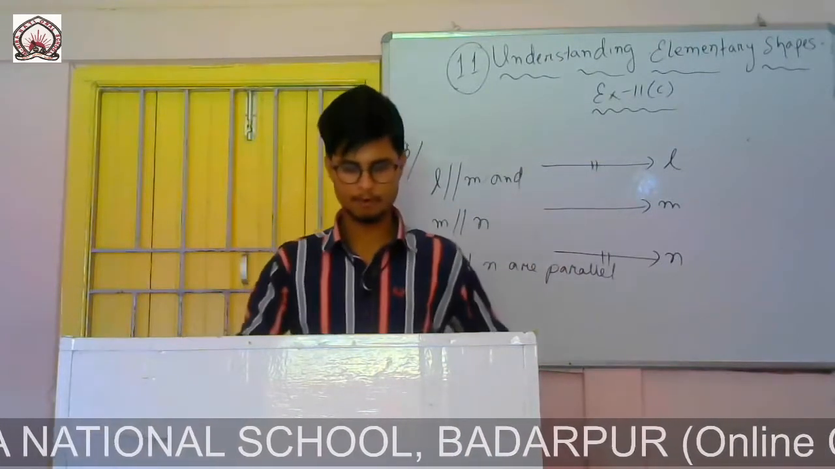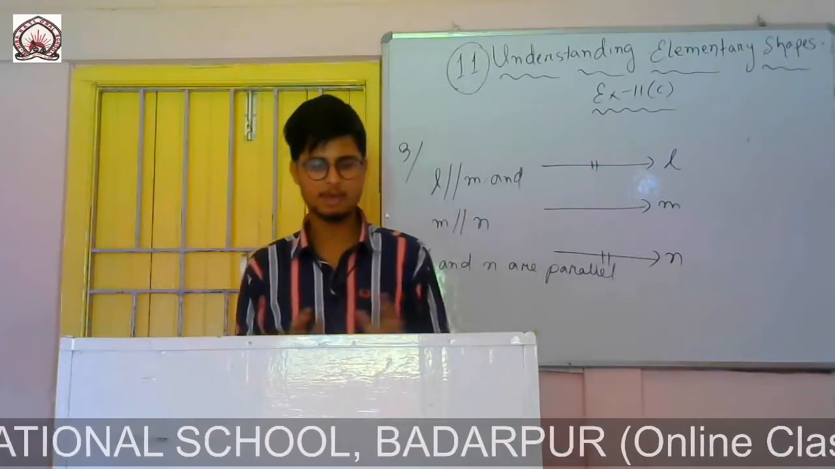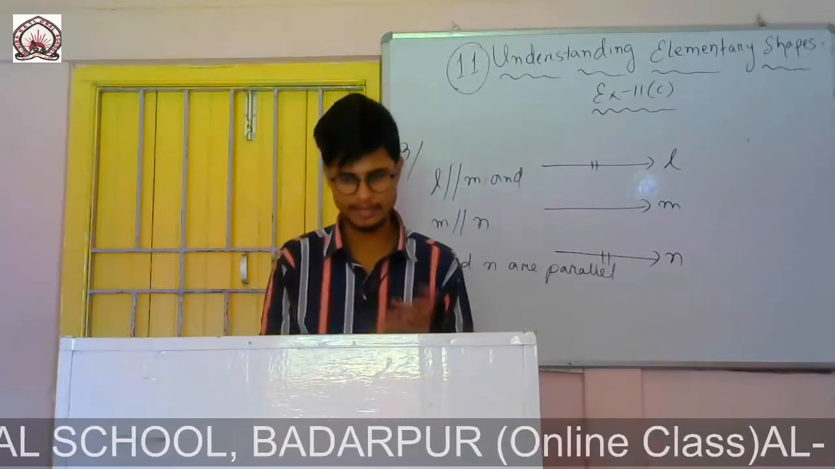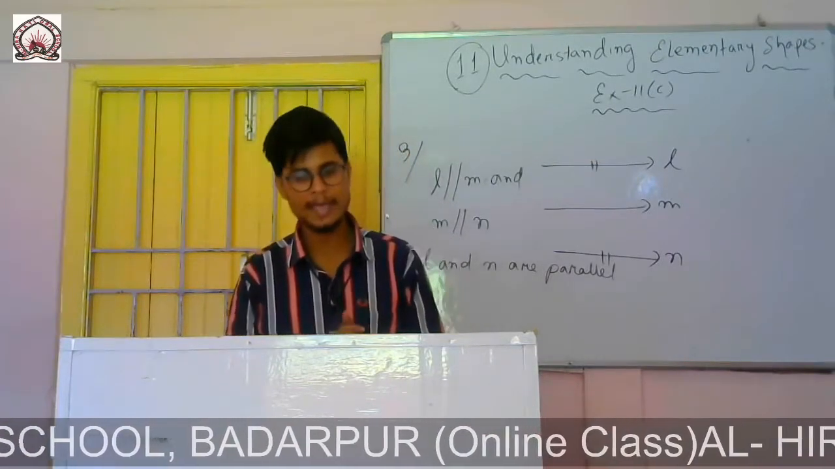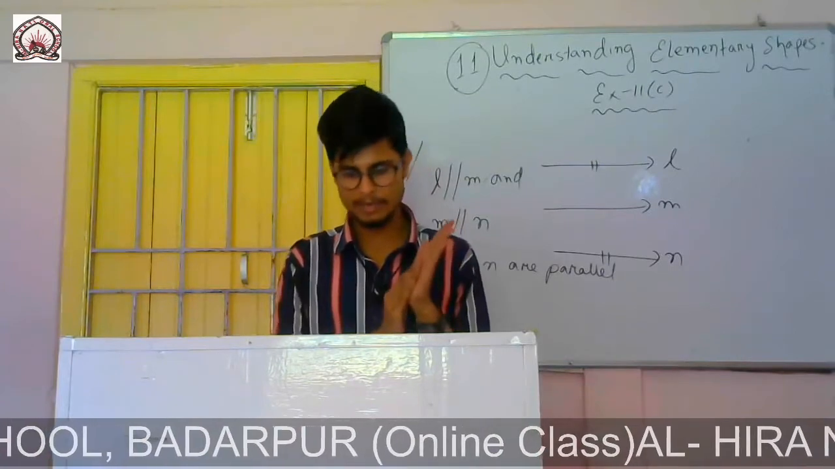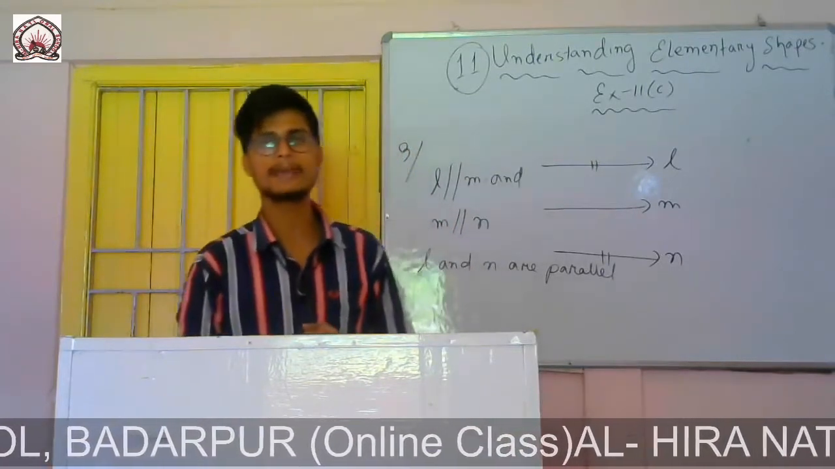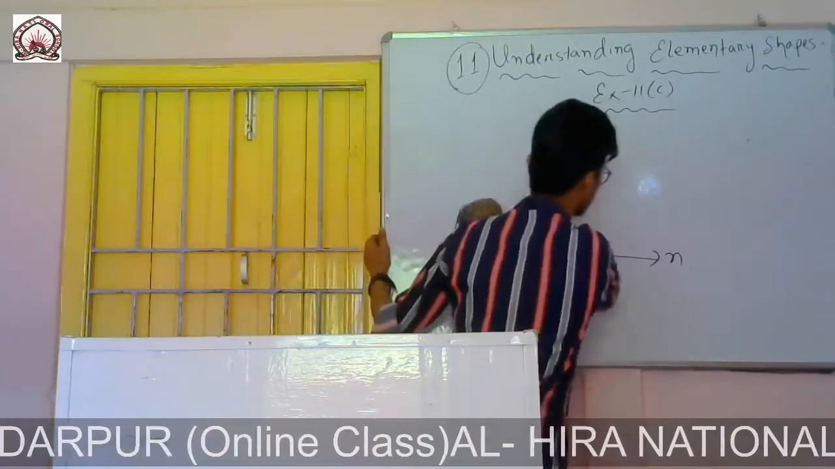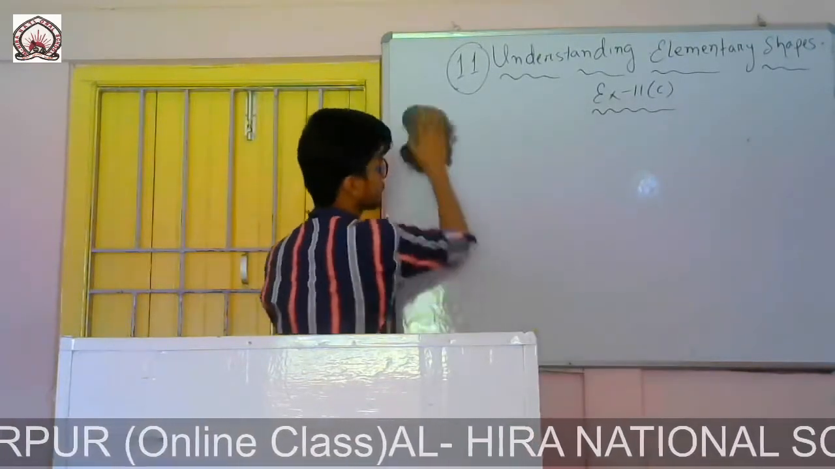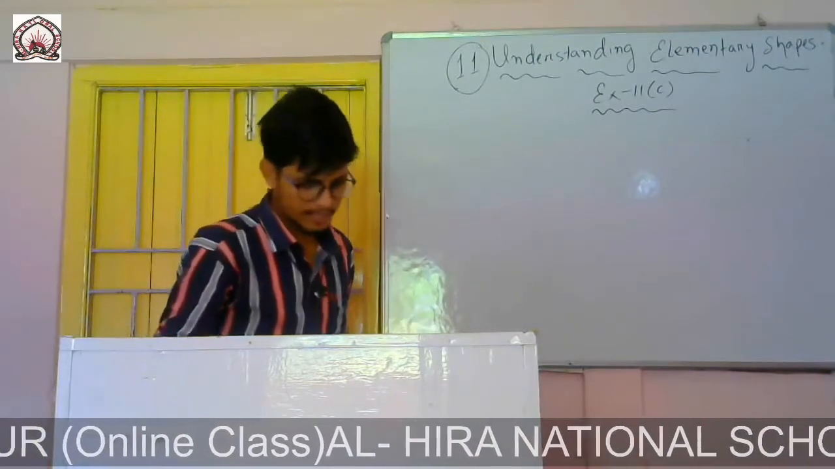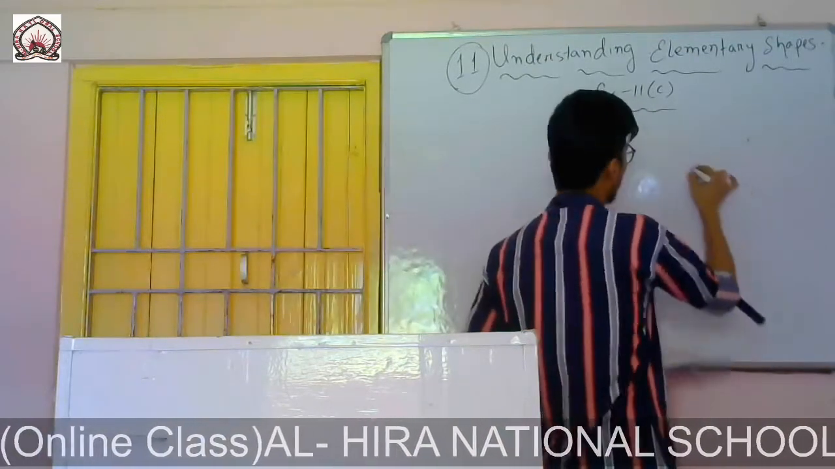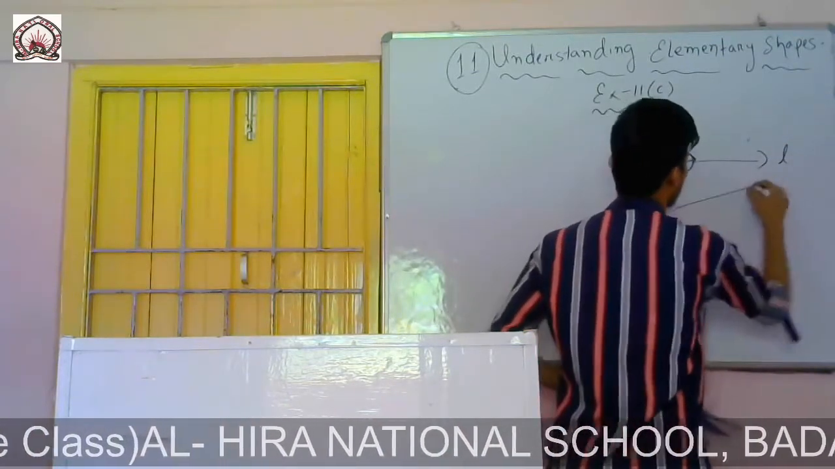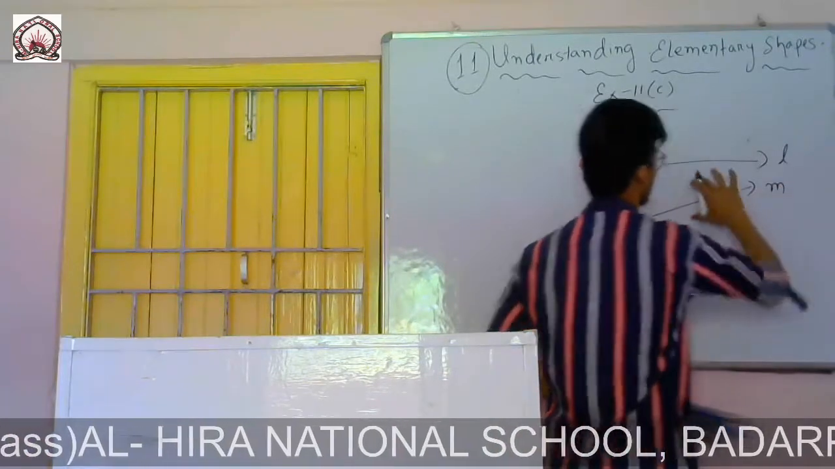Now question number 4. If the line L is not parallel to M and line M is not parallel to N, does it follow that the line L cannot be parallel to line N? Explain your answer by making a sketch. So you have to draw a sketch to give your answer. The question says line L is not parallel to M, so let me draw two non-parallel lines, L and M. So this is not parallel.